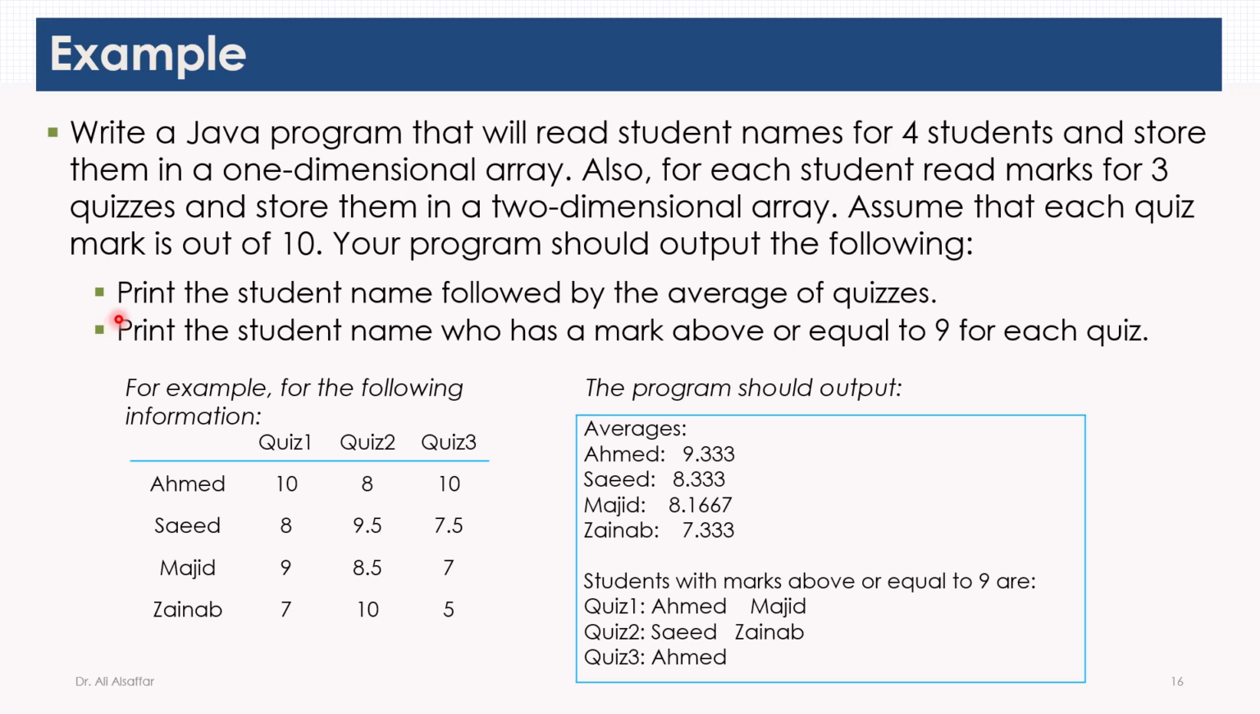For the first part, we need to print the student name followed by the average of quizzes, and this is the sample output. So we need to print first the message averages, then we have the name followed by the average of the quizzes for the first name, for the second name, and so on. So let's go to JGrasp and implement this part.